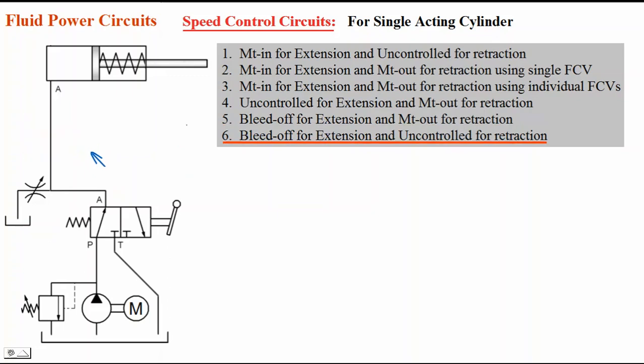So now this circuit, bleed off for extension and uncontrolled for retraction. During extension, oil which is flowing out from the pump from P to A, a part of the oil is taken back to tank. The remaining amount of oil is flowing to the cylinder. Cylinder speed is controlled. When I keep the lever in the other position, A to T connection is made. P is closed like this. Due to spring tension, the piston will come back and the oil in the cylinder will flow out. It will flow back to tank. In this line, there is no flow control valve. That's why the speed is uncontrolled. So understood? So different possibilities are there for single acting cylinder.